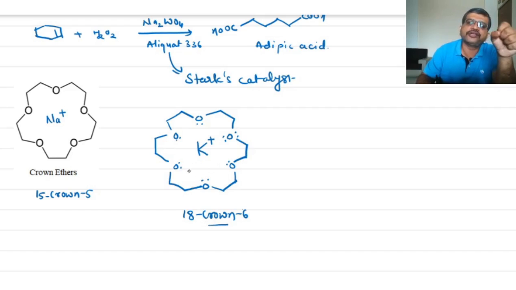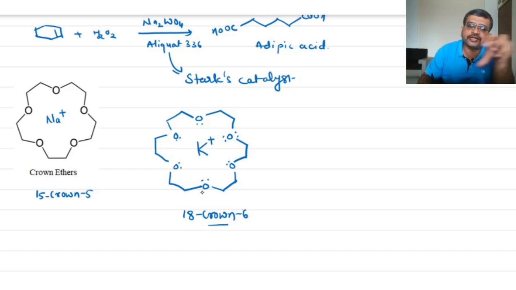Now what happens here is that this is a cyclic ether. As it is an ether, it is very much soluble in organic medium, and as there are charges and electron clouds, it is also soluble in water. So it brings the potassium ion from water into the organic medium.